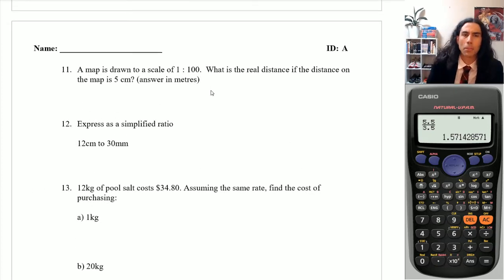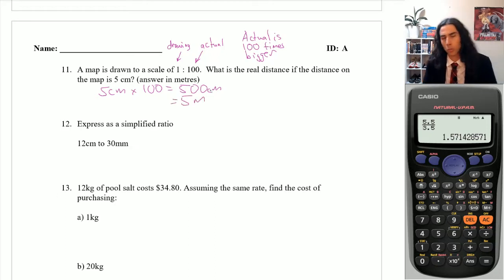All right. Map is drawn on a scale of 1 to 100. What you need to know, if that's the drawing, then the second number is the actual. So 1 to 100 means the actual is 100 times bigger. So you take the 5 centimeters on the map, you times it by 100, 500 centimeters. It says to give the answer in meters, so that's 5 meters. Next, I'll do the next one in 5.